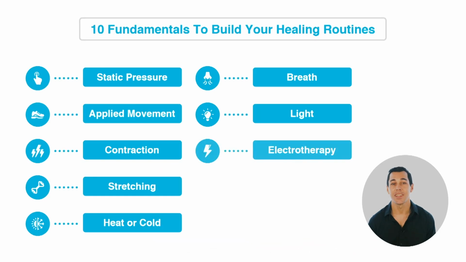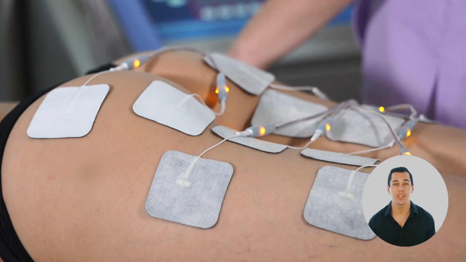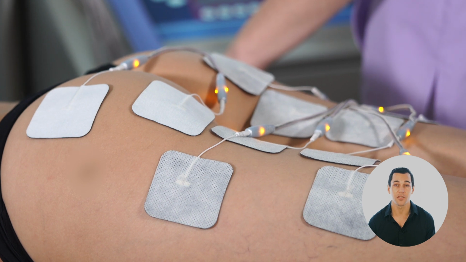Number 9, electrotherapy. A more technologically advanced way of changing the tissues of the body is to use electricity, such as using electrostimulation, often practiced in the field of physical therapy.